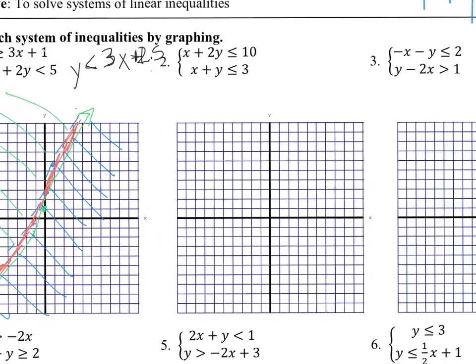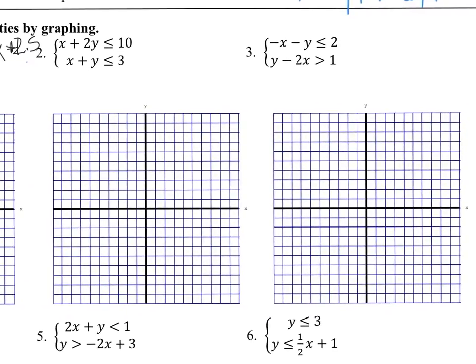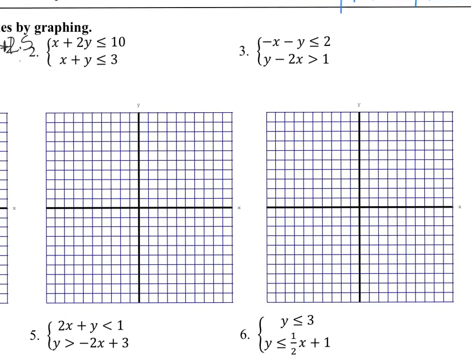Next one. Again, first you have to solve for y. So you have to get y by itself first. I'm going to subtract my x and then divide by 2. So it would be y is less than or equal to negative 1/2 x, and then 10 divided by 2 would give me a positive 5. If solving for y is frustrating or confusing to you, you're going to have to come in for some extra help, because that is a lot of review right there.